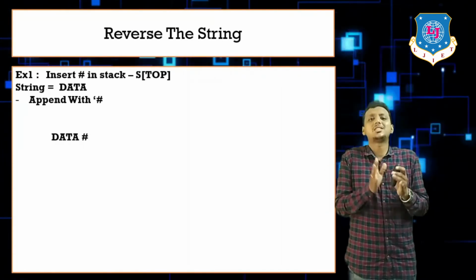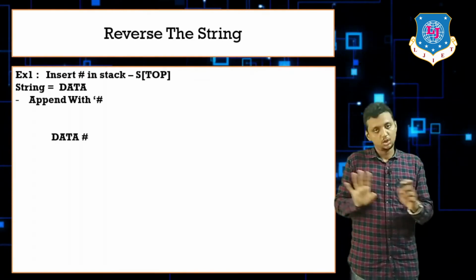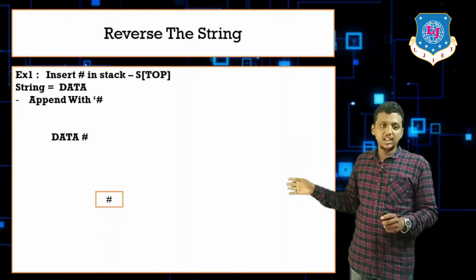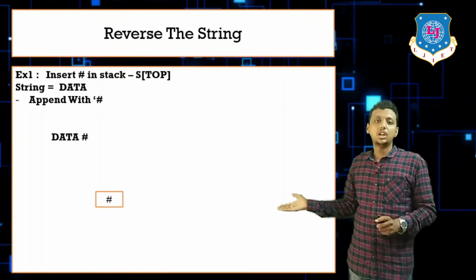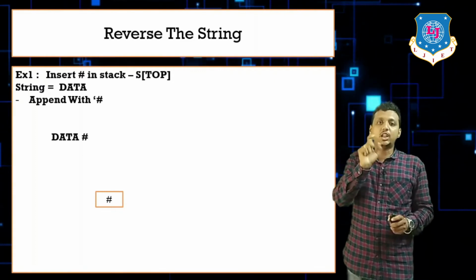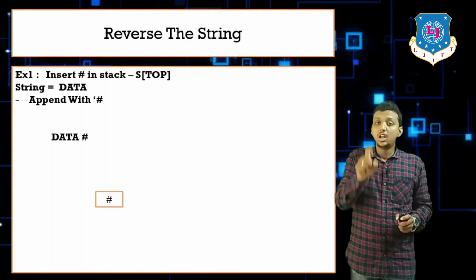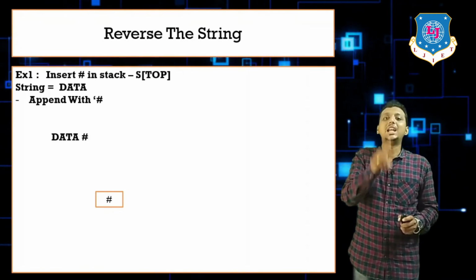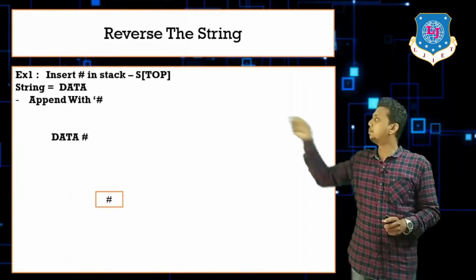Hash just represents the end of the string. Okay. Now, let me take one stack and initialize the stack with hash. Now I'm going to take each and every character from the string and push it inside the stack until and unless I get hash in the input string.